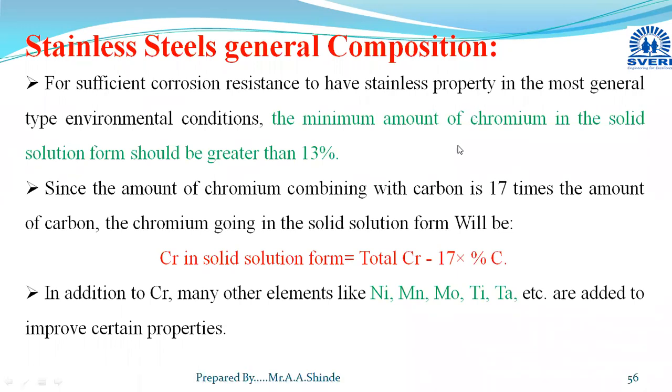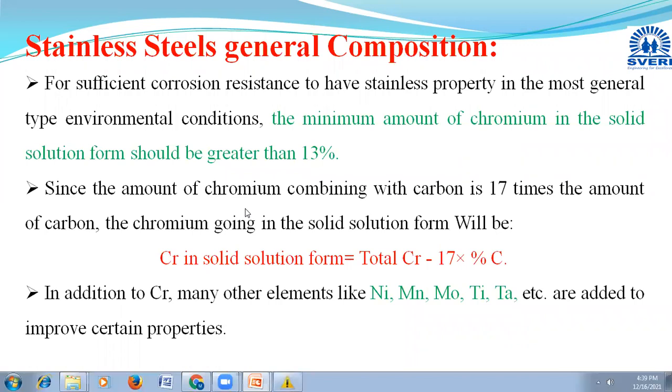Okay, what I mix, we will see the amount of chromium. Whatever amount of chromium is there in the form of solid solution, then and then only it will increase the corrosion resistance. Chromium in the solid solution form is calculated by using this formula: chromium in the solid solution form is equal to total amount of chromium minus 17 times the percentage of carbon.